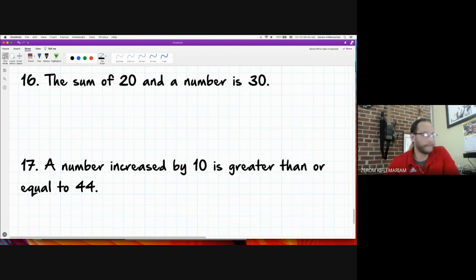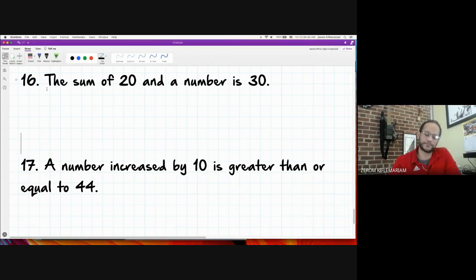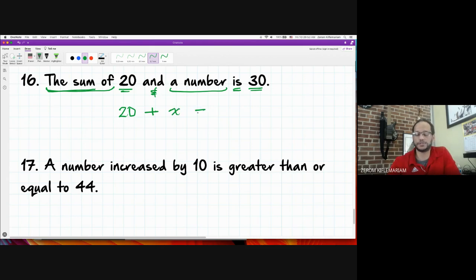16 and 17. 20 plus x is 30. So we're looking at the sum of 20 and a number is 30. So it would be 20 plus an unknown number is equal to 30.